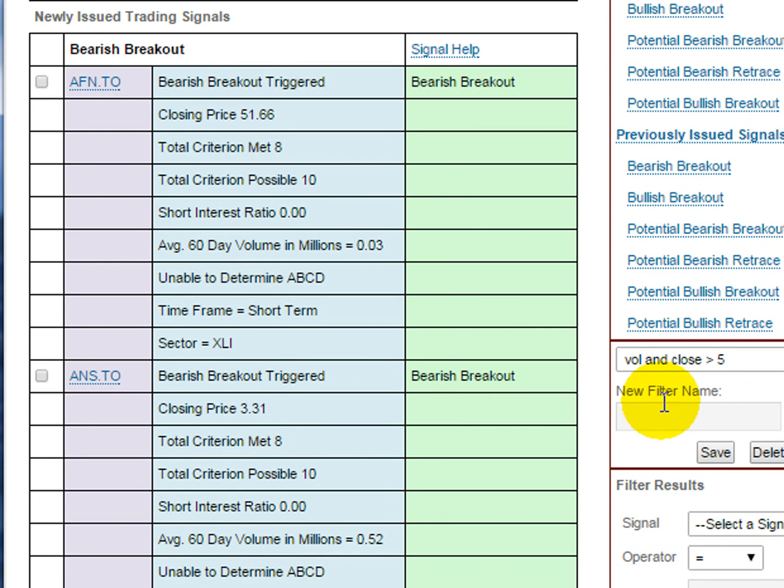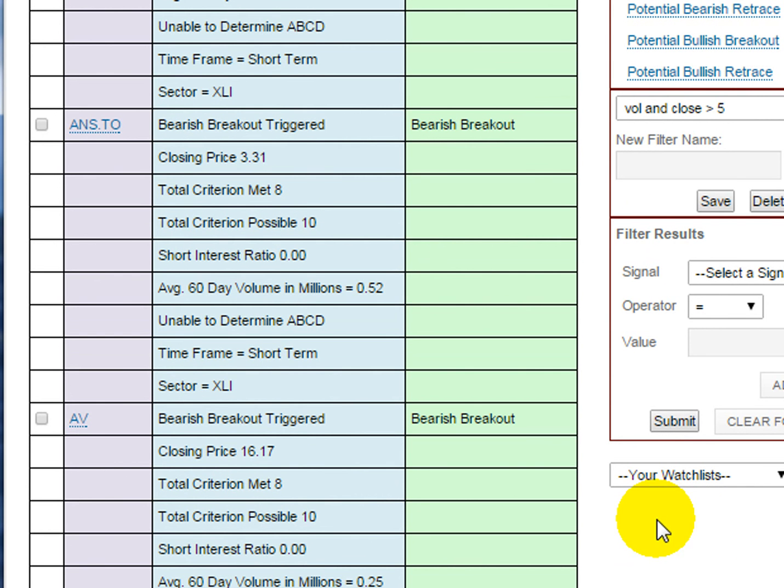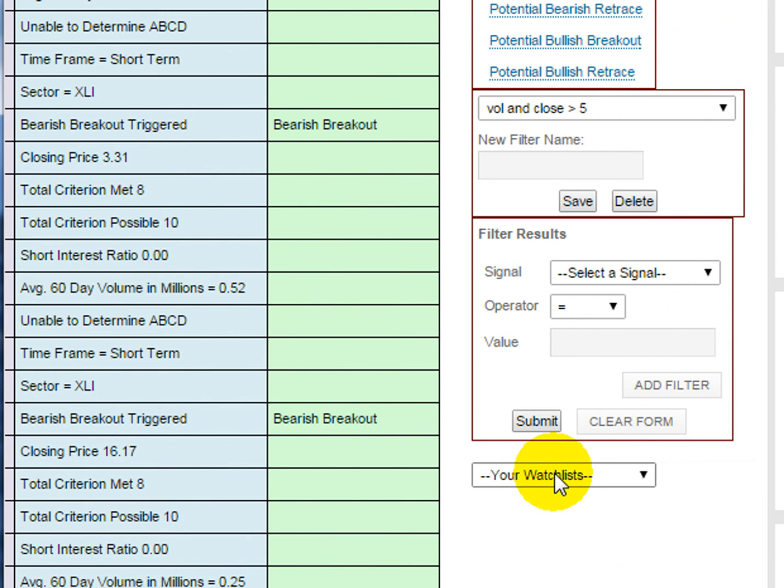So that's the filtering capability. You can create your own filters, save them, and so forth. One of the great things about the tools, before we actually get into the signals here, is that anything you're looking at, you have the ability to save it off to a watch list.